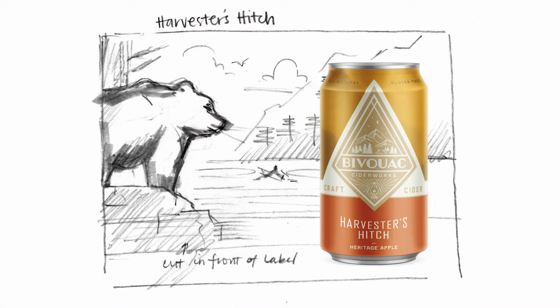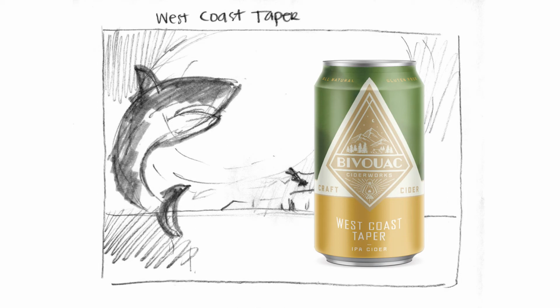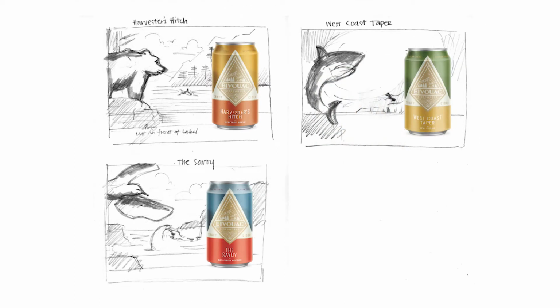If you're working on more than one illustration, keep in mind that the compositional elements need to be balanced throughout. So for example, Bivouac has 3 flavor varietals. So I made sure, as I was sketching, that the compositions were still organic, but maintained the same visual weight.